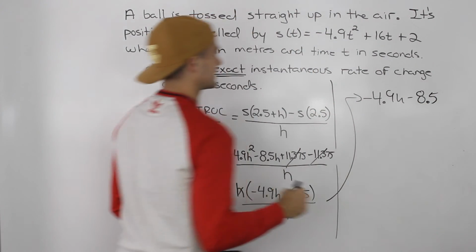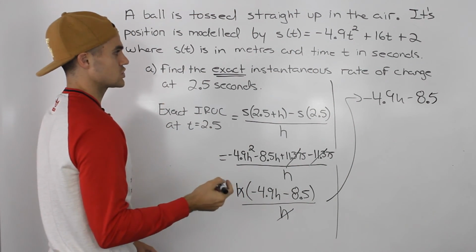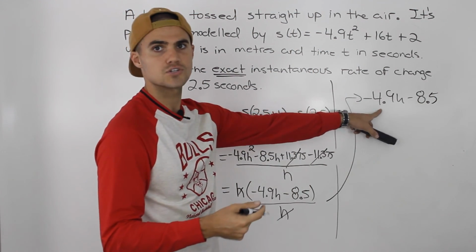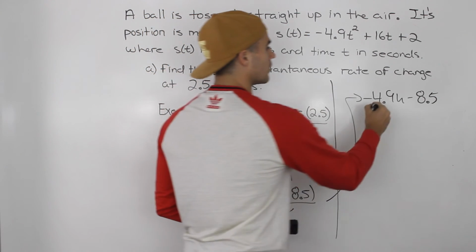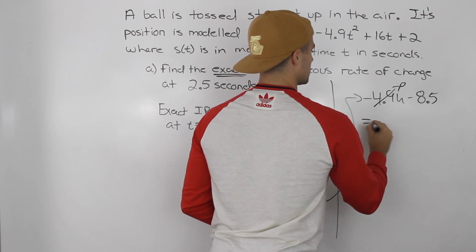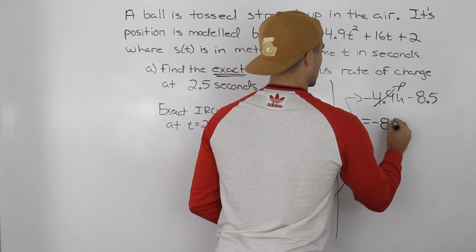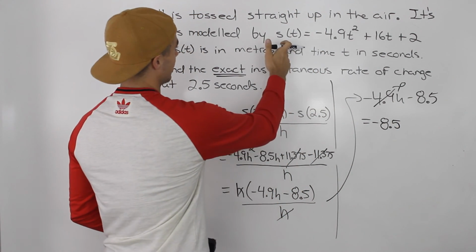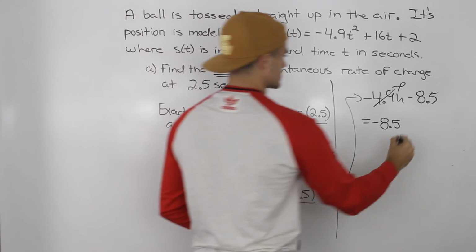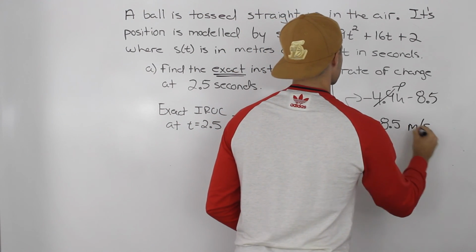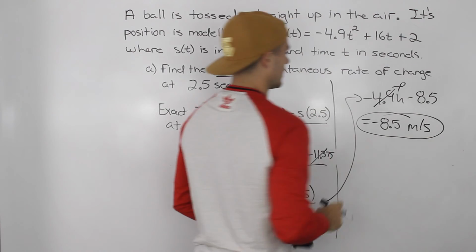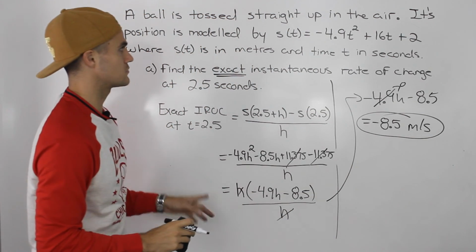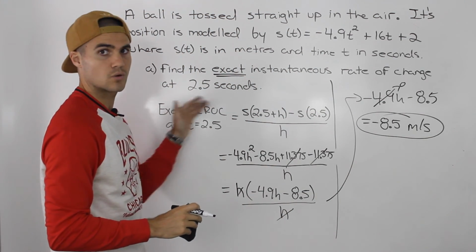And now to get that exact instantaneous rate of change, we will plug in 0 for h. We want h to be very small, right? So we'd be left with negative 8.5. And now what are the units going to be? S is in meters, T is in seconds, so this is going to be negative 8.5 meters per second. And the reason why it's negative is most likely this ball now is going down.